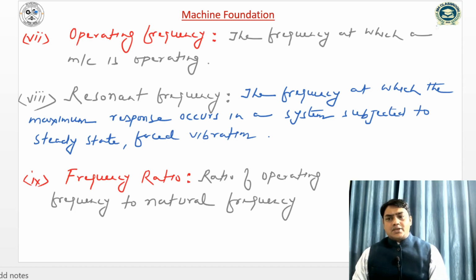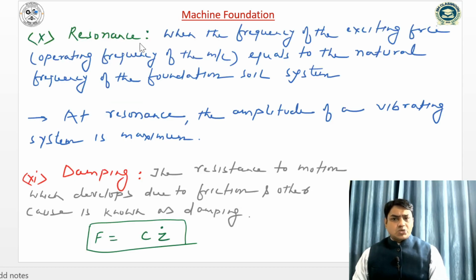Another definition is resonance. When the frequency of the exciting force, or operating frequency, equals the natural frequency of the foundation soil system, we can say that at resonance our frequency ratio value will be unity. At resonance, the amplitude of a vibrating system is maximum.